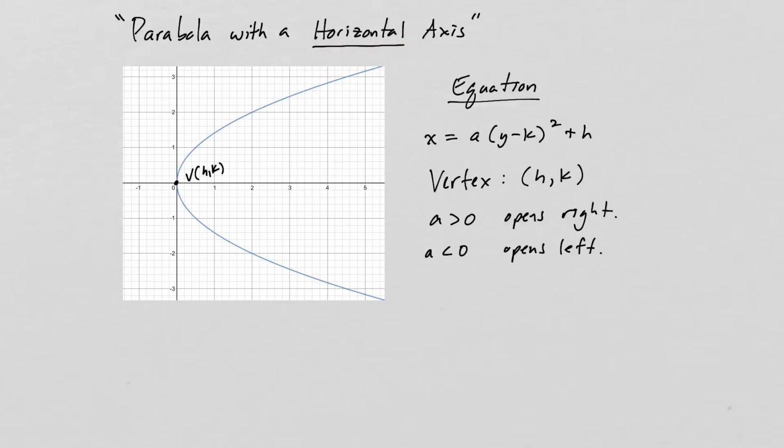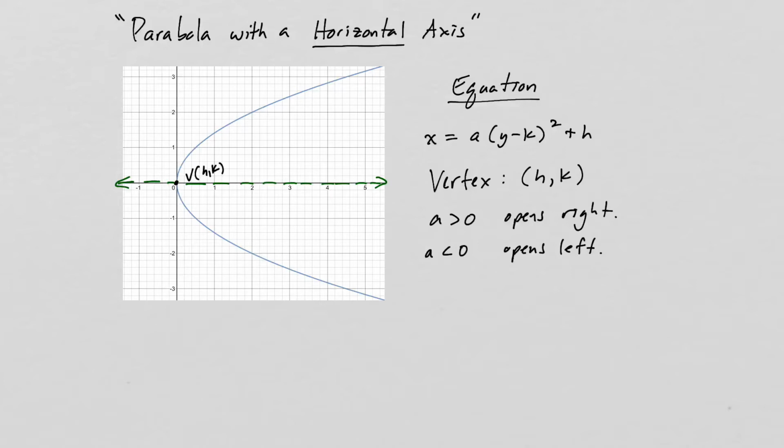And so what I'm talking about here is the axis of symmetry would be a horizontal line. And in this case, if the axis of symmetry is horizontal, it means that your parabola opens either to the right or it could even open to the left. So it's all the same stuff except that your parabola doesn't have to open up or down. It could also open to the left or to the right.